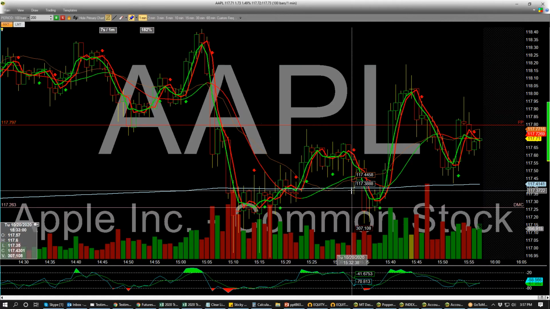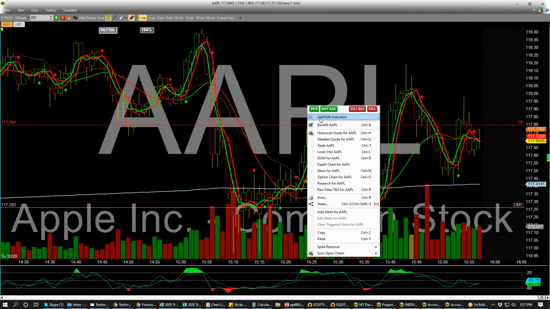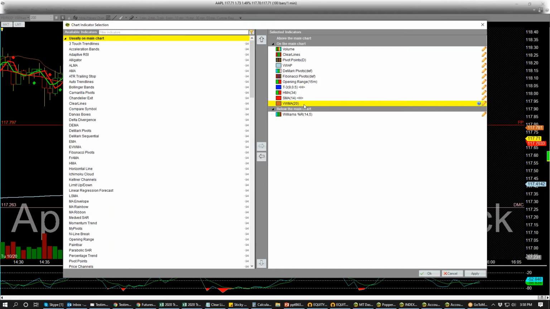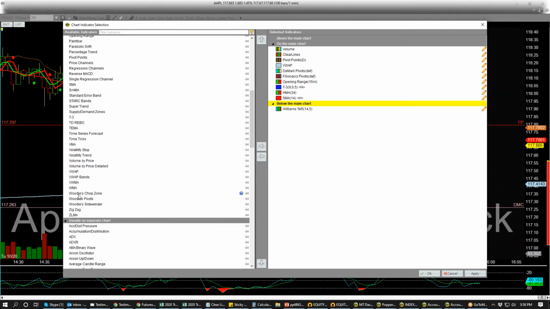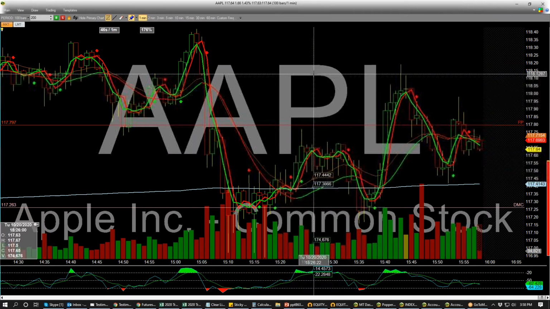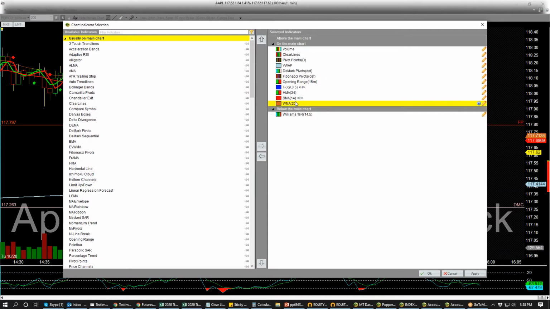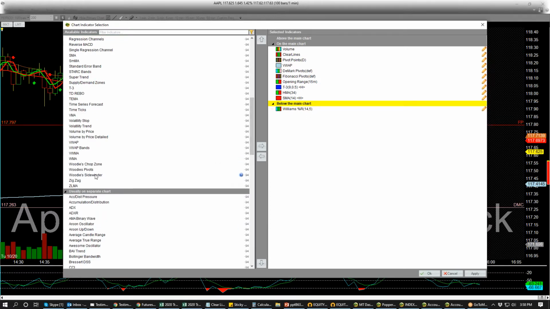VWMA, again, another probably volume moving average, volume weighted moving average. That's probably what that is. Probably similar to VWAP. WMA, weighted moving average, I'm assuming. That follows pretty close to my HMA. And then let's look at these last couple.